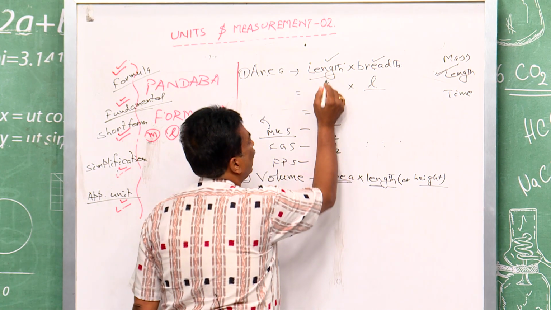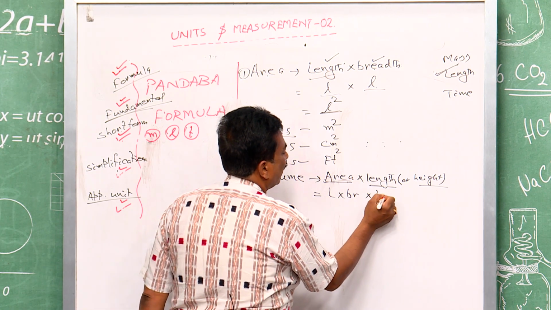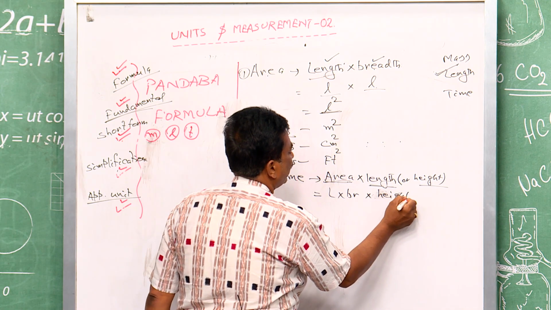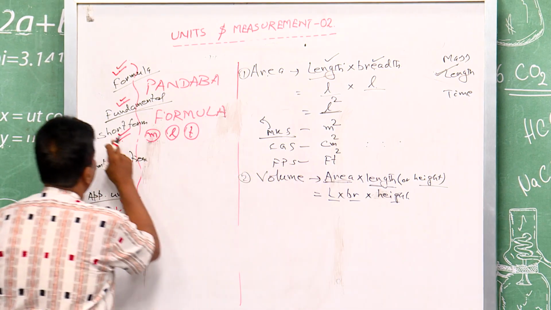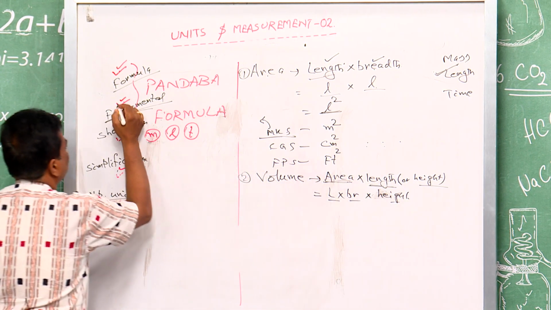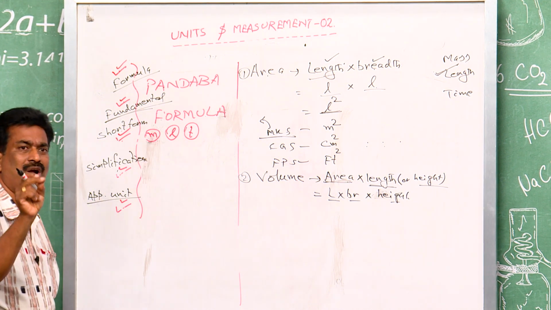So area is again here length into breadth. So length into breadth. Again this is the height. If you write, it will be easier, because for the length, breadth and the height, this length is the fundamental, the breadth is the fundamental, and the height is the fundamental. So second stage is gone. For the third stage, you have to make it to the shortest form.